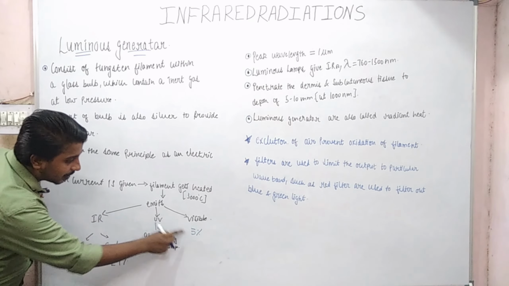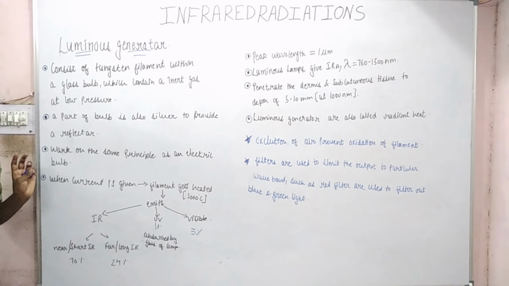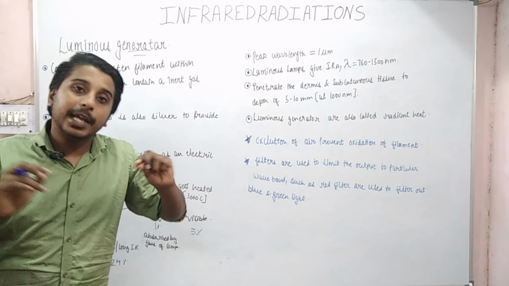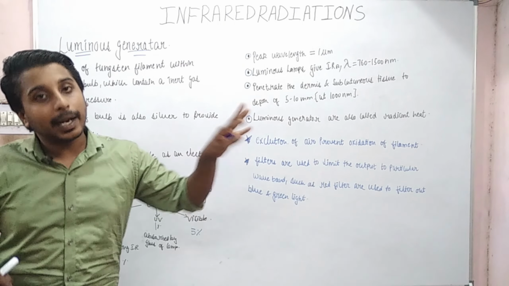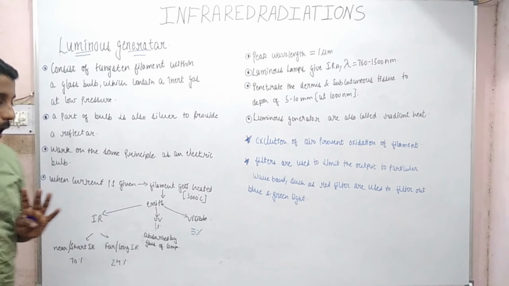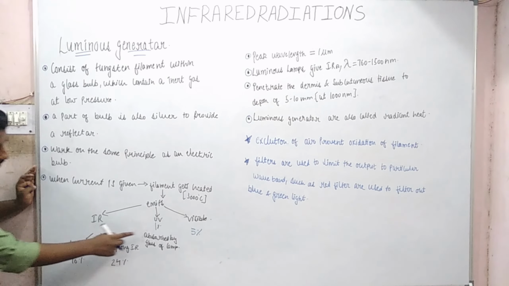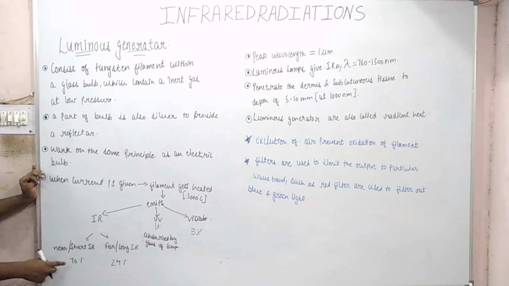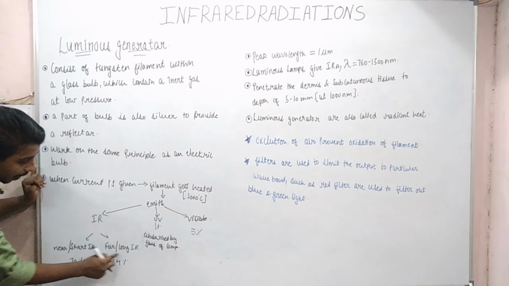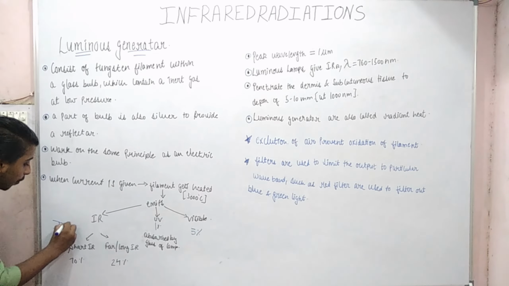UV is 1%, visible is 5%, and this UV, which is 1%, is absorbed by the glass of the lamp, so it is not emitted. It is produced inside the bulb and remains inside. Why? It is absorbed by the glass, it is not emitted outside. And the 5% is visible. The remaining, 5 plus 1, 6, so this is the IR. IR is near or short IR, far or long IR. Short IR is 70% or near, which means IRA is more.